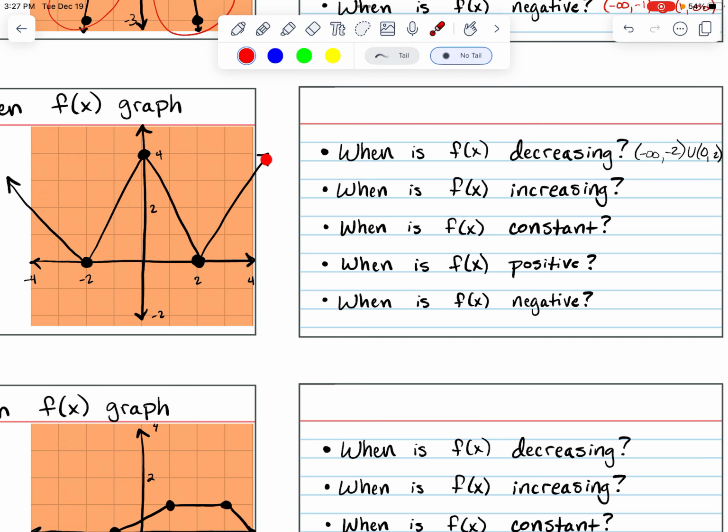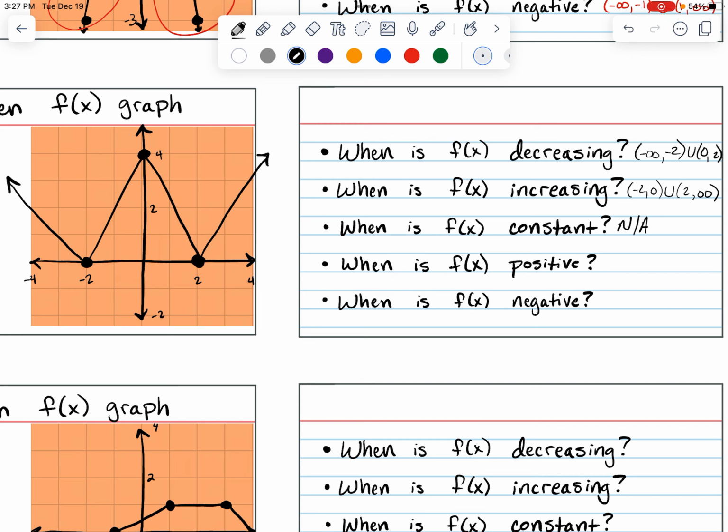When is f of x increasing? Well, that's when the graph is going up. And so that's going to be from -2 to 0 and 2 to infinity. When is f of x constant? Well, there is not any instance when this is constant.